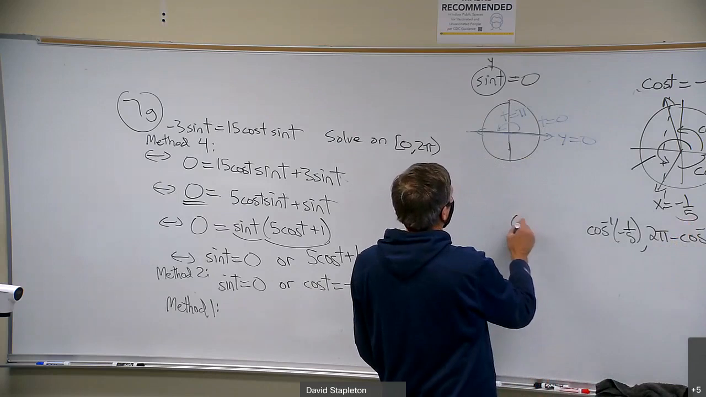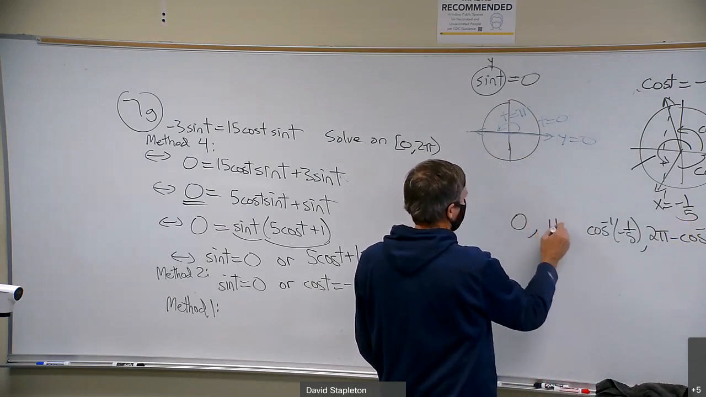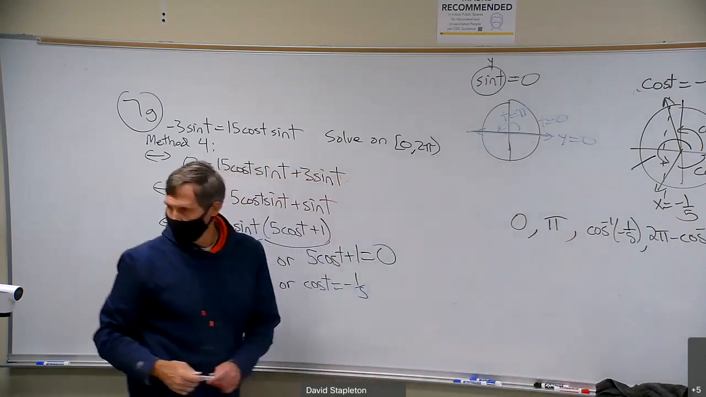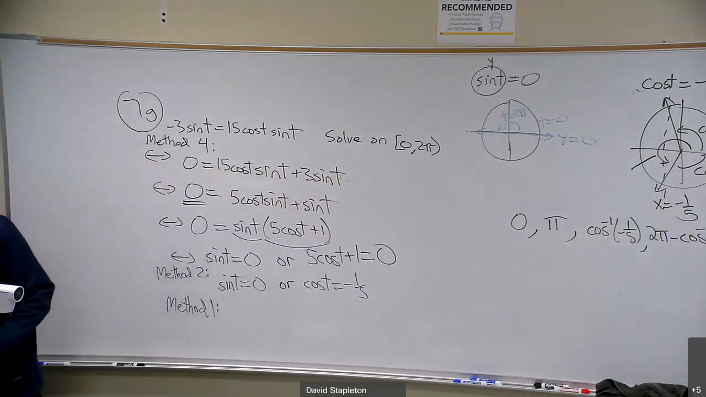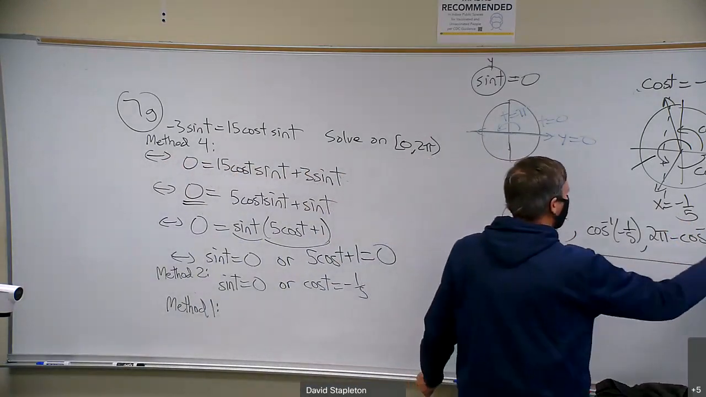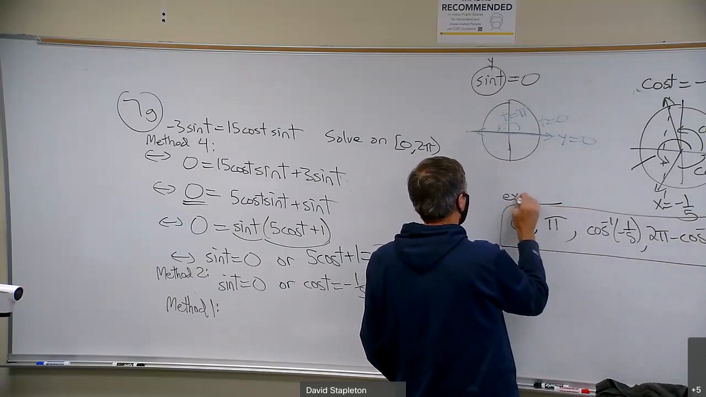And then over here, we can find them exactly, 0 and pi. Right. Those are the 4 solutions. Now, if I ask you for exact solutions, this is it. You finish right here.